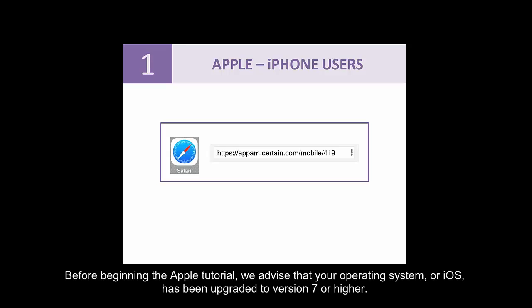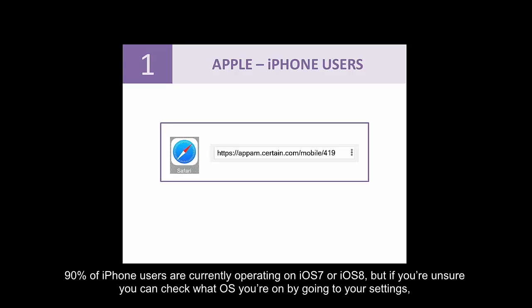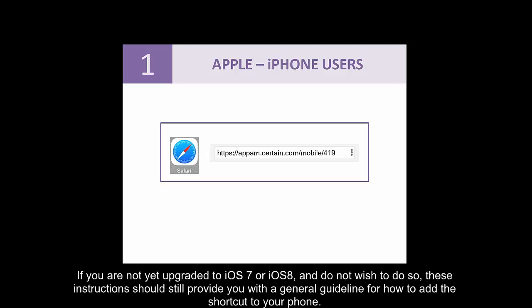Before beginning the Apple tutorial, we advise that your operating system, or iOS, has been upgraded to version 7 or higher. 90% of iPhone users are currently operating on iOS 7 or iOS 8, but if you're unsure, you can check what OS you're on by going to your settings, selecting General and About, and finally selecting Version. From there, you should be able to see what iOS your phone is operating on. If you are not yet upgraded to iOS 7 or iOS 8 and do not wish to do so, these instructions should still provide you with a general guideline for how to add the shortcut to your phone.